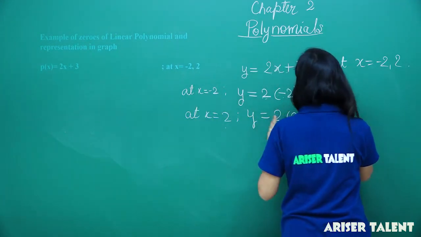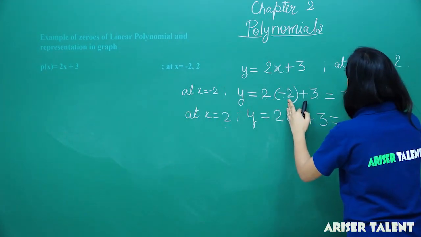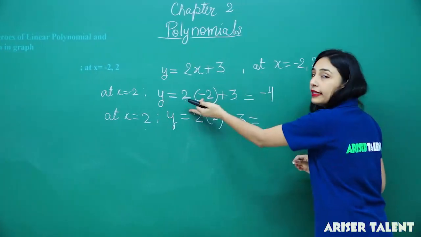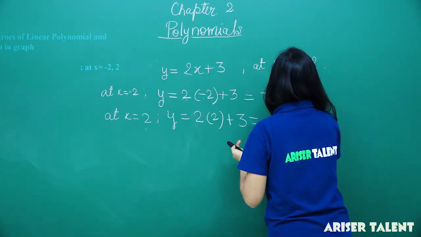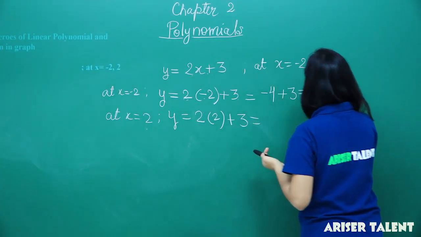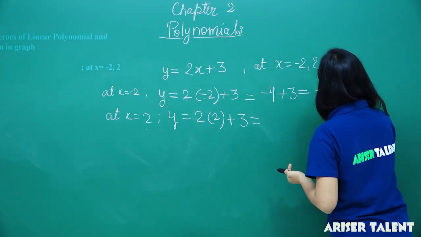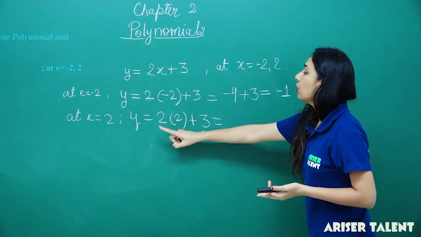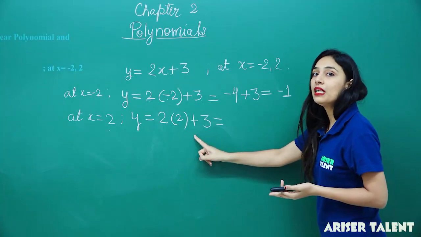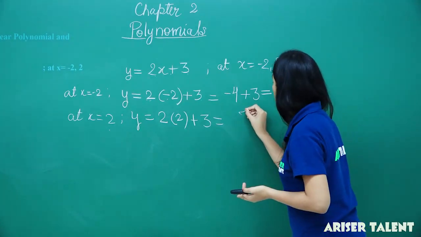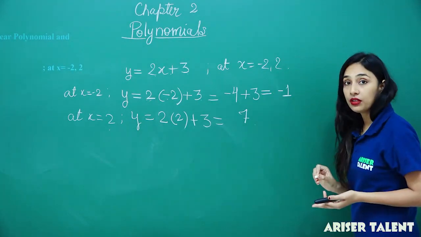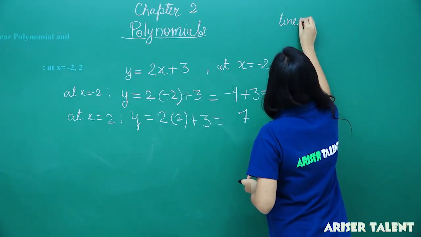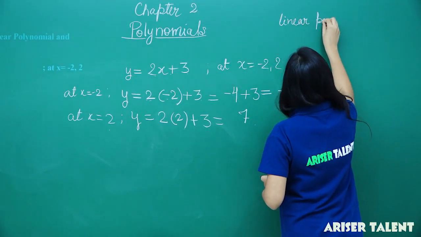The values will be -4. Okay, 2 into -2 is -4, plus 3. Now -4 plus 3 is nothing but -1. So we'll write -1 here. Now look at this, 2 twos are 4 plus 3 is 7. So that will be 7. So we will calculate our linear polynomial.